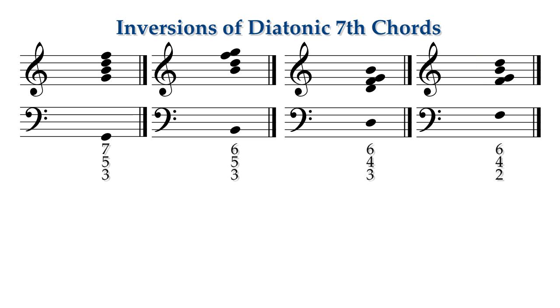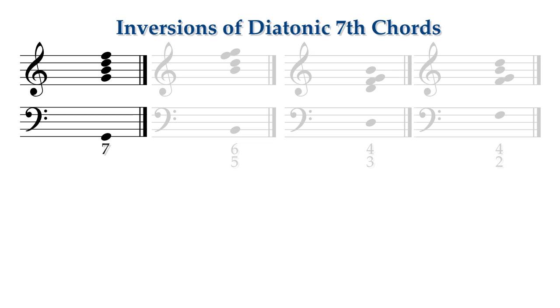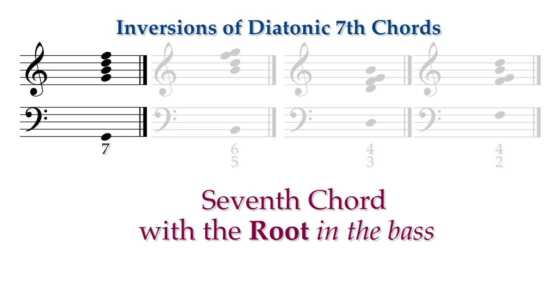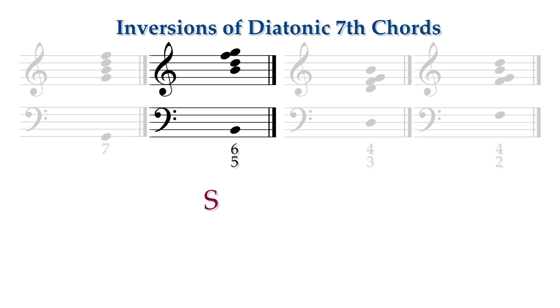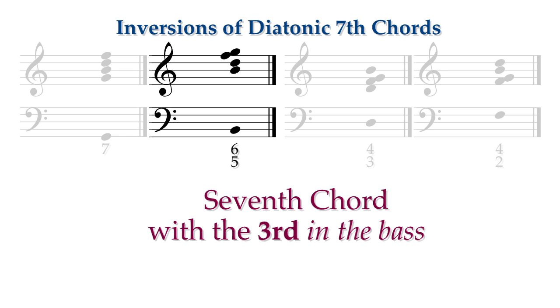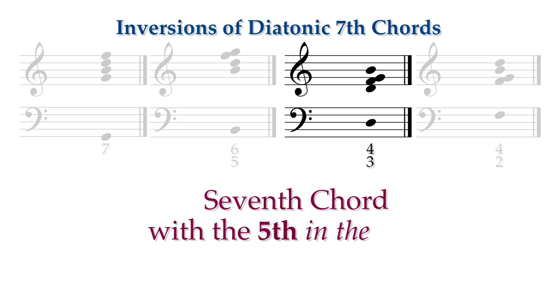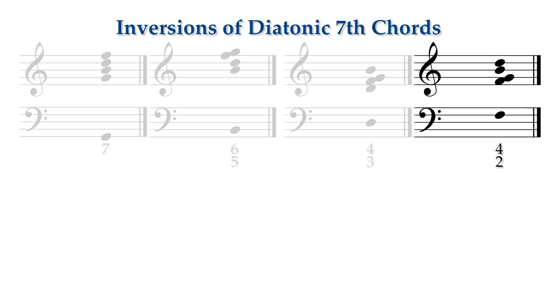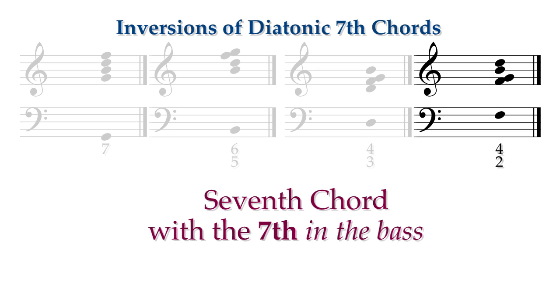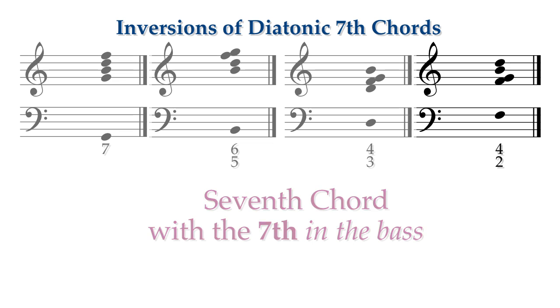We often use a shorthand of 2 figured bass numbers to represent seventh chords, unless we need to alter the number we want to leave out. A 7 all by itself is a seventh chord with the root in the bass. A 6-5 means a seventh chord with the third in the bass. A 4-3 means a seventh chord with the fifth in the bass. And a 4-2 means a seventh chord with the seventh in the bass.